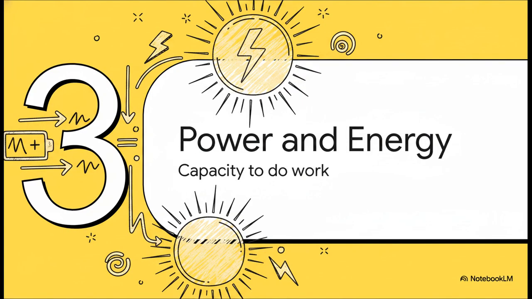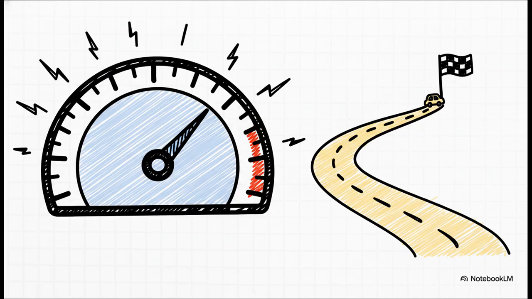Let's transition to Section 3, power and energy, the capacity to do work. So, we've established our fundamental flow, current, and our driving force, voltage. What actually happens when you multiply them together? Well, you get real-world utility. But we really need to make a crucial distinction here between power and energy. Electrical power, measured in watts, is the product of voltage and current. P equals V times I. This is the rate at which work is being done right in this exact instant.